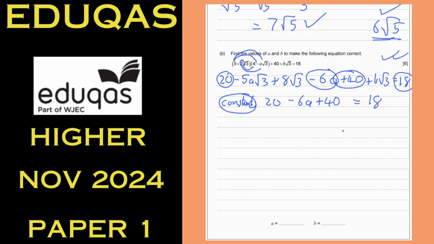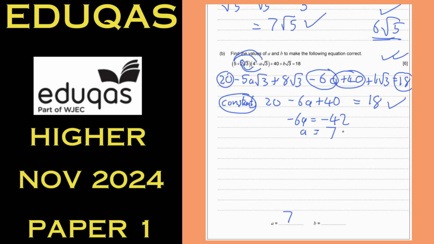There we go. We've set an equation up. Let's earn our 4th mark. Let's solve it. So negative 6a, you've got 18. Take away 40, take away 20. We're getting negative 42. Divide both sides by minus 6. A works out to be 7.